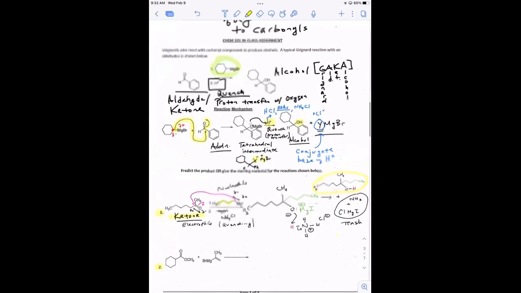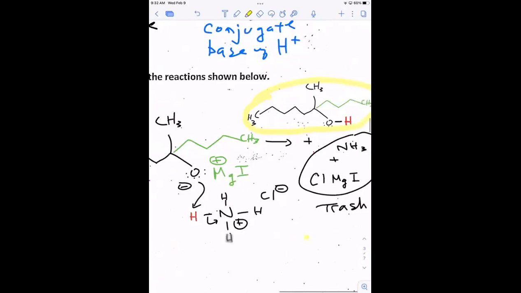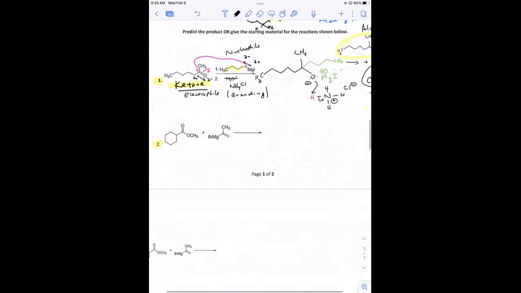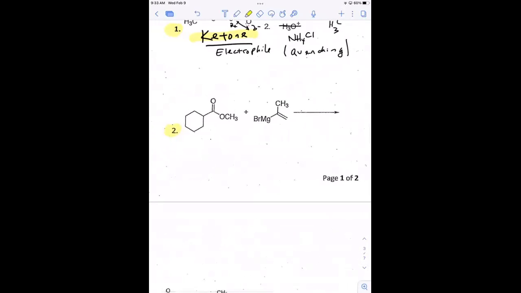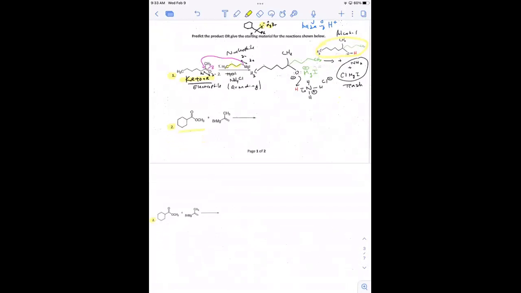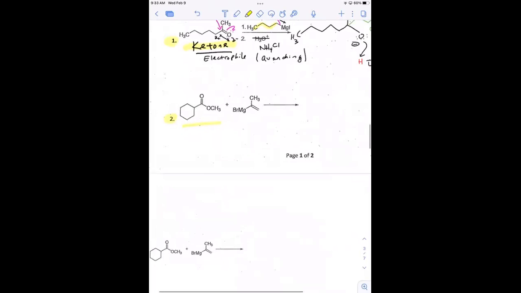So that's my alcohol. Again, anytime you add a Grignard to an aldehyde or a ketone, you're going to get an alcohol. All right. What functional group is this here? Any other questions about number 1 before we move to the next one? All right, what functional group are we working with here? In number 2.